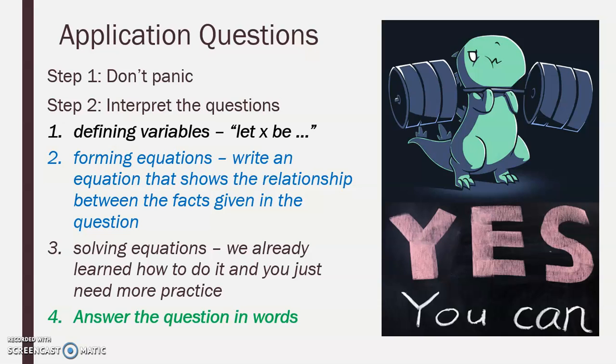The second step, wow, that's the major thing. You need to first define variables, and normally that's x, and then form equations. That is, write an equation that shows the relationship between the facts given in the question. So you really need to be sensitive to look for numbers and their relationships. What numbers are bigger? What numbers are smaller than what? Or one number take away something becomes something else.